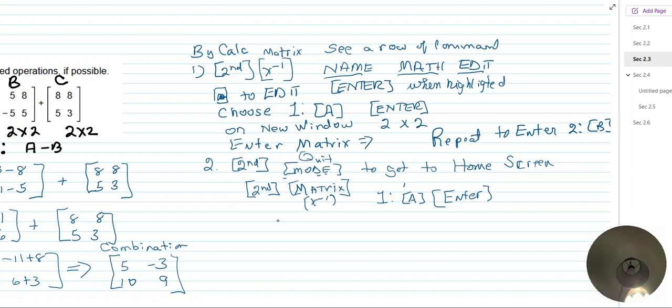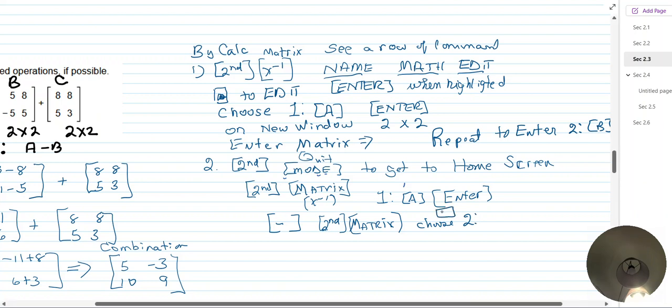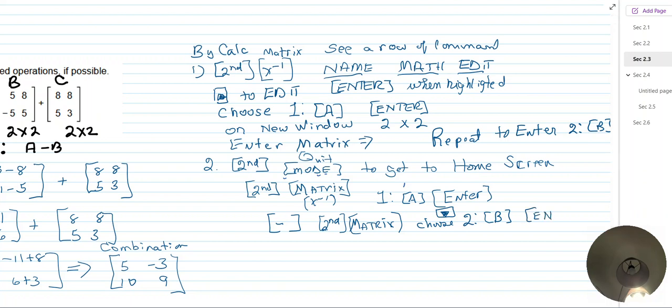Then put a minus, not the negative, a minus, and do again second matrix. And you're going to choose number 2. That means arrow down to 2, and it's matrix B, and enter. And it'll paste it on the home screen.